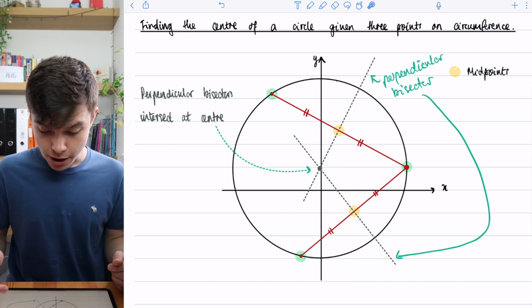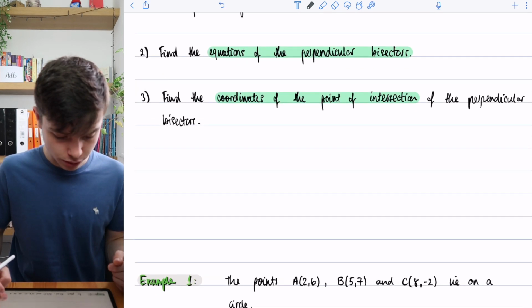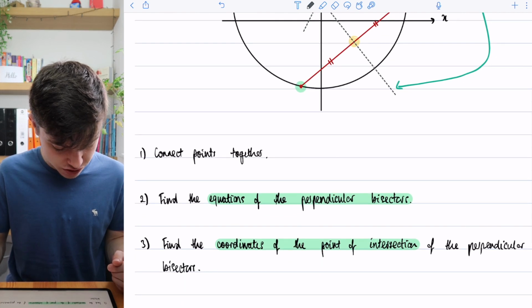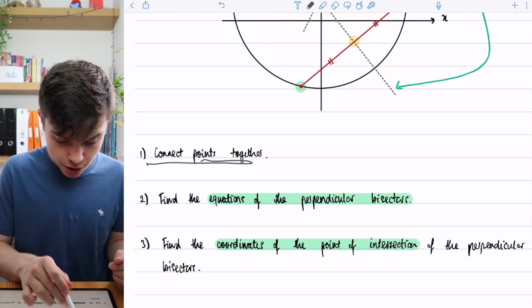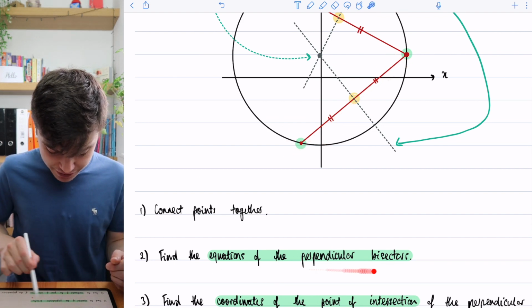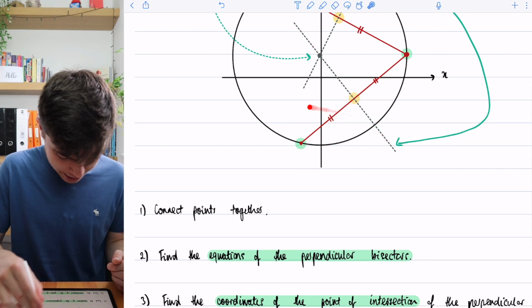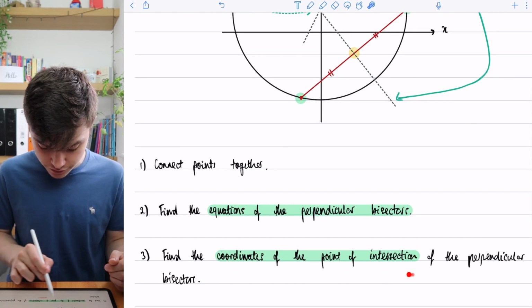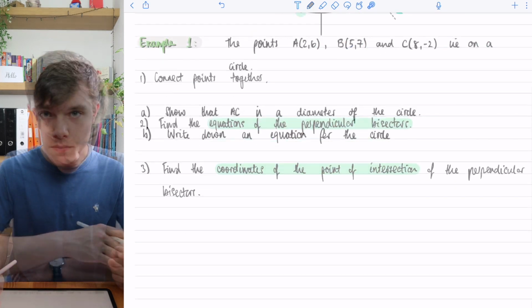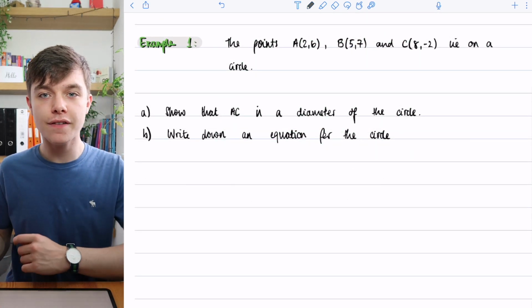Okay? So let's have a look at two examples. Let's have a look first of all what I'm doing here. So that's basically what I've just said, okay? One, connect the points together. So connect those points like that. Find the equation of the perpendicular bisectors, and then find the coordinates of the point of intersection of the perpendicular bisectors. That's what I've just said. Okay, let's have a look at the first example.